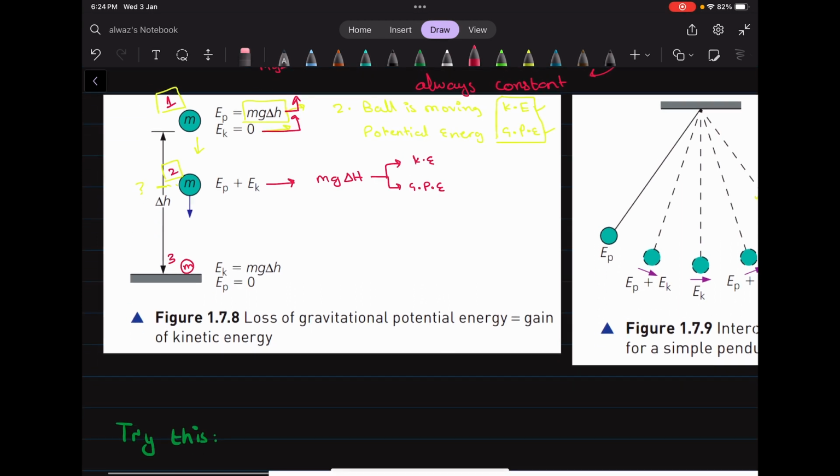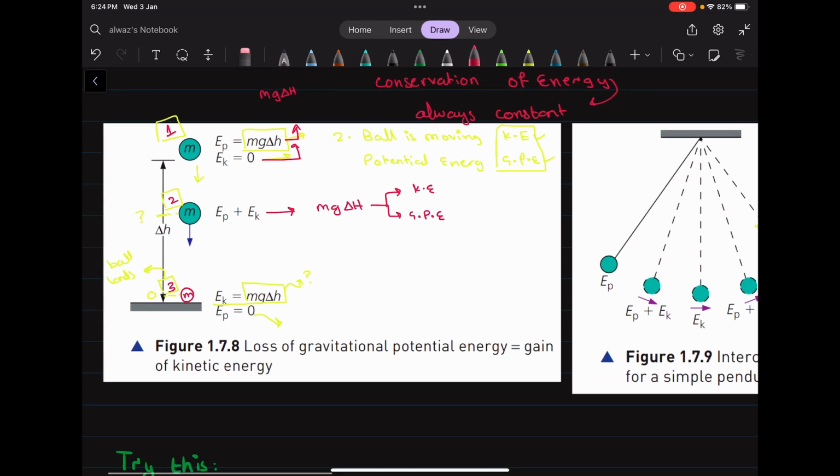Now moving on to the third stage, we can see that this is the instant the ball lands. At this instant, we can see that the height is basically 0, so our potential energy is 0 and our kinetic energy is mg delta h. But how? Let's again remember that energy is always constant because of the law of conservation of energy. So if our potential energy is 0, then our kinetic energy is going to be equal to the original amount of energy. And our original energy was, don't forget, mg delta h.